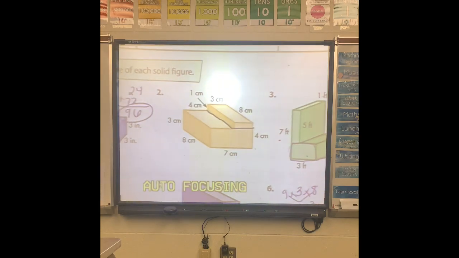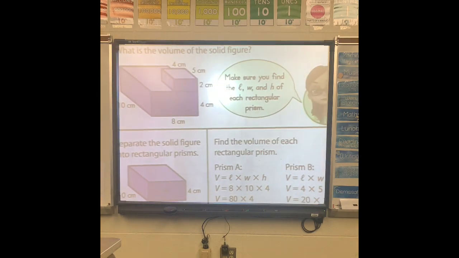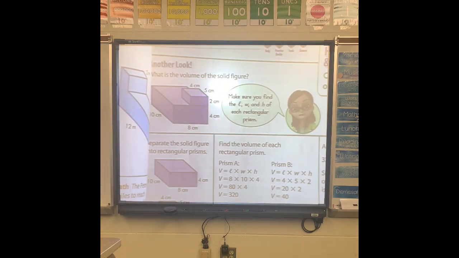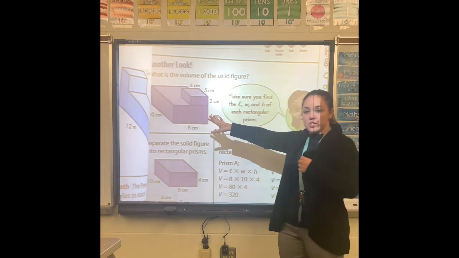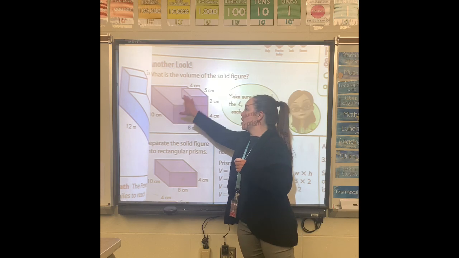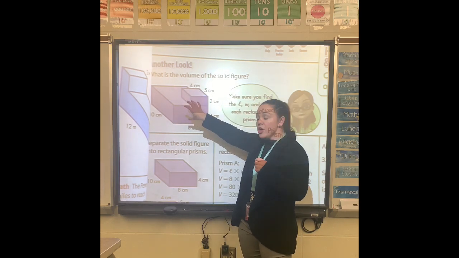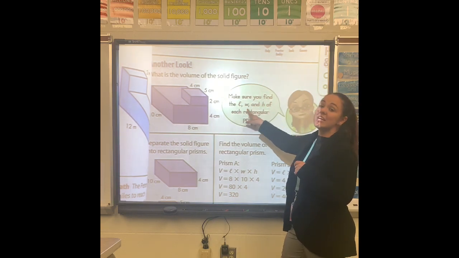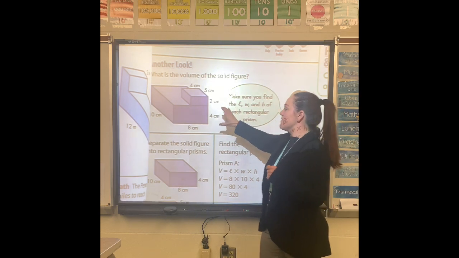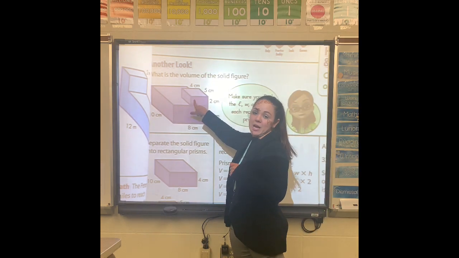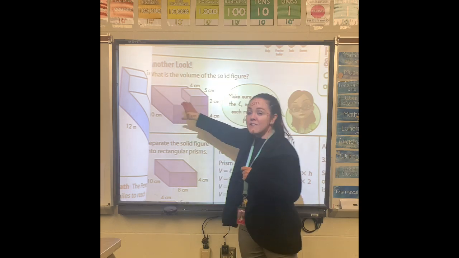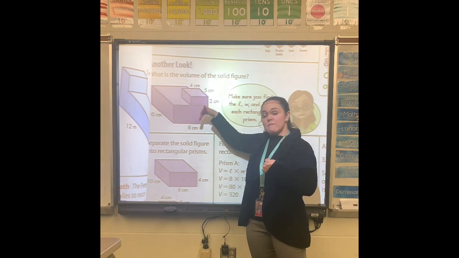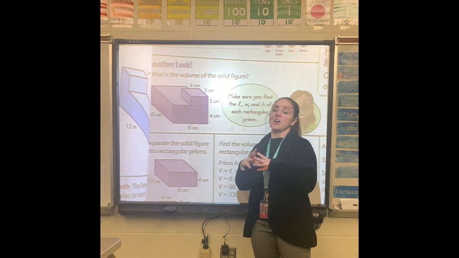To explain how to find volume, at the top of their math page, they usually give an example. This one says, what is the volume of this solid figure? If you look at the top of the page, there are two separate blocks. The students already know how to find volume, and it says to make sure that you find the length, width, and height of each rectangular prism. They gave the example of this as block A and this as block B. You need to find block A first, and then block B. Once you find the volume of both of those, then you add the volumes together.